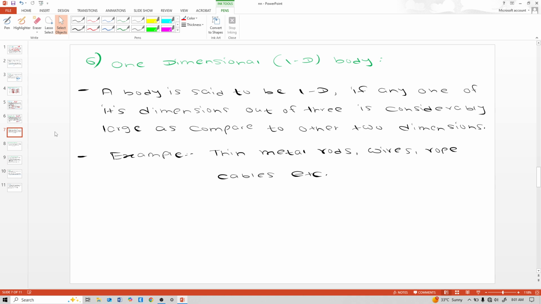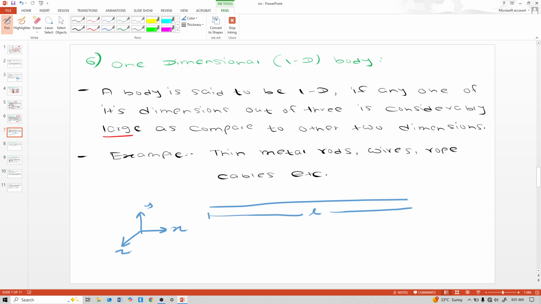Next we will see one dimensional bodies. A body is said to be one dimensional if any one of its dimensions out of three is considerably large as compared to the other two dimensions. Examples are thin metal rods, wires, rope, cables, etc. This is x direction, y direction, z direction, and this is one rope. The length of that rope is too large as compared to width and thickness. So this is a one dimensional body.